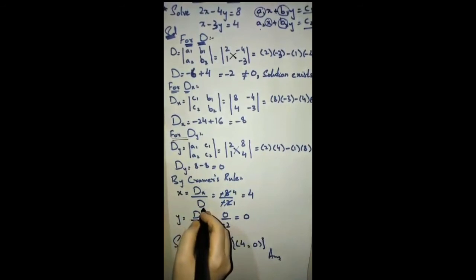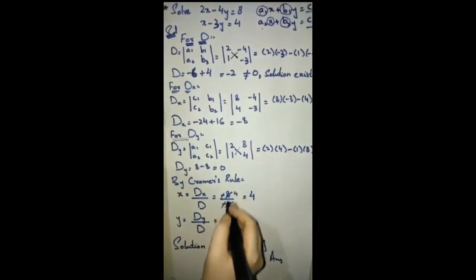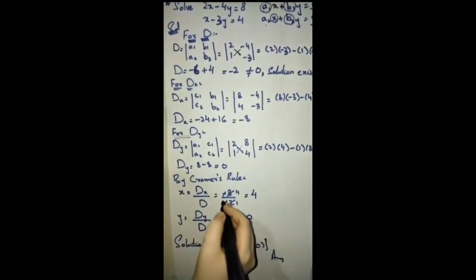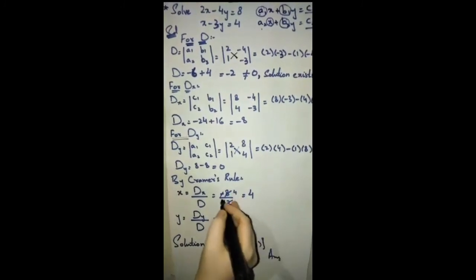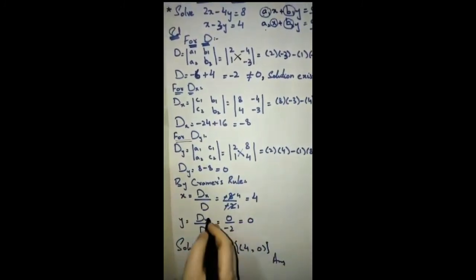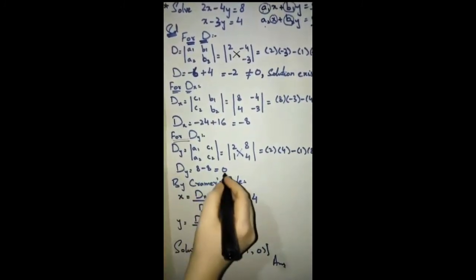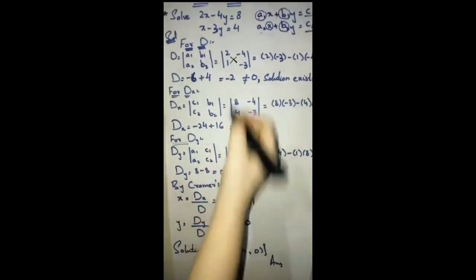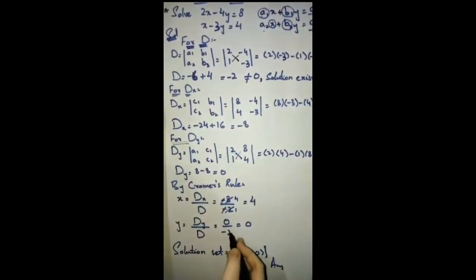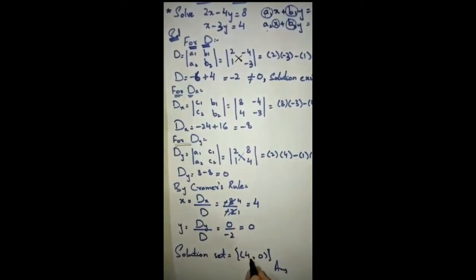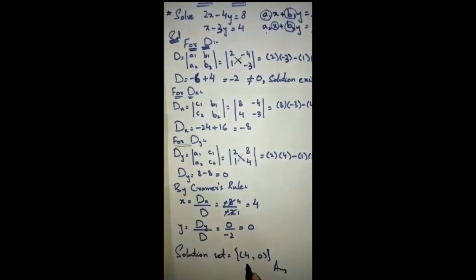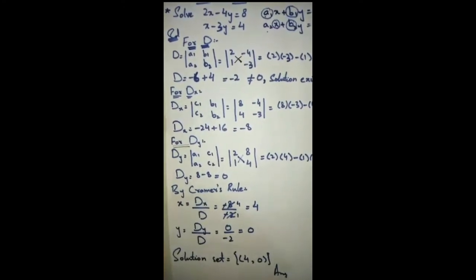By Cramer's rule, x equals Dx upon D, which is -8 divided by -2. Minus minus cancel, 2 1s are 2, 2 4s are 8, equals 4. y equals Dy upon D. The value of Dy equals 0 and the value of D equals -2. 0 divided by -2 equals 0. Solution set equals (4, 0). The values of x and y are 4 and 0.